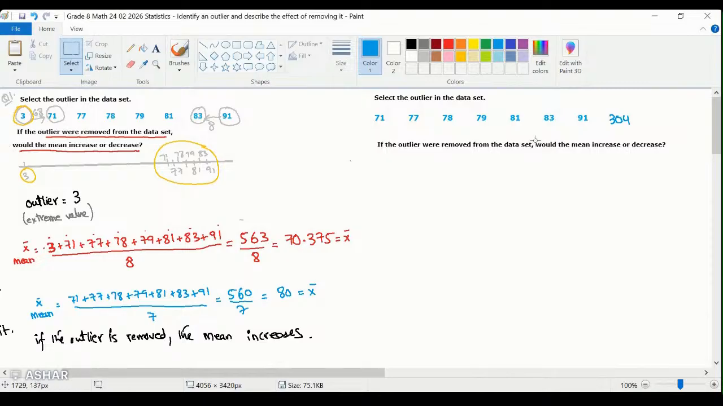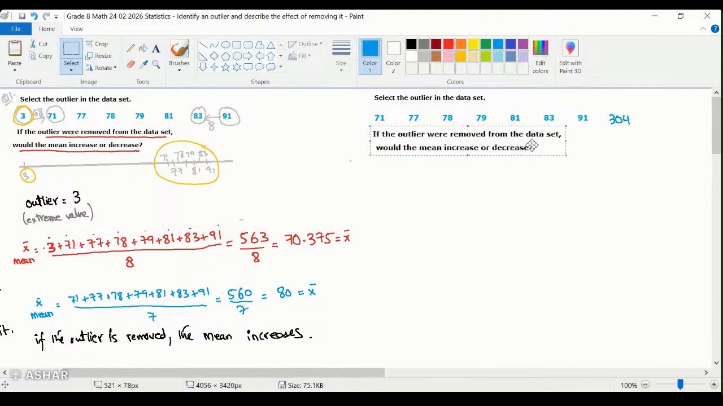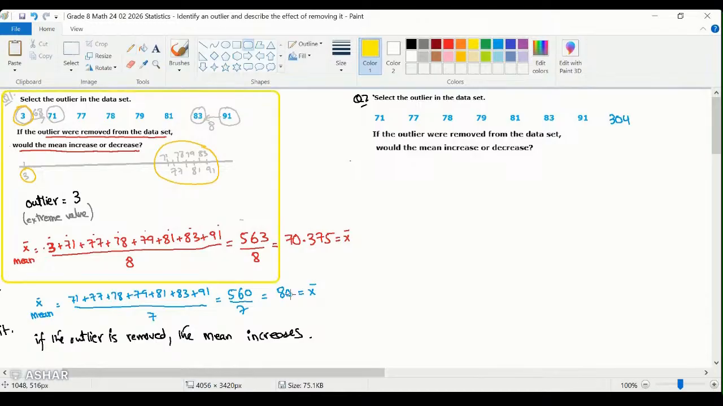We are trying to see, if the outlier is the minimum number, what impact it would have, and if the outlier is the maximum number, what impact it would have. For question number 2, let me just highlight to make the difference between question number 1 and question number 2. In this case, what should be the outlier?